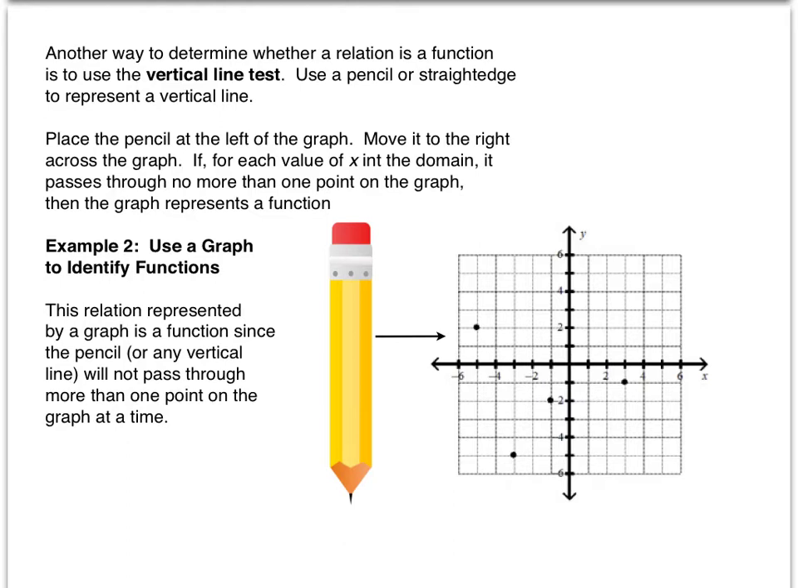In example 2, if I were to move this pencil across the graph, this relation, represented by the graph, is a function because this pencil, or any other vertical line that you used, will not pass through more than one point on the graph at a time.